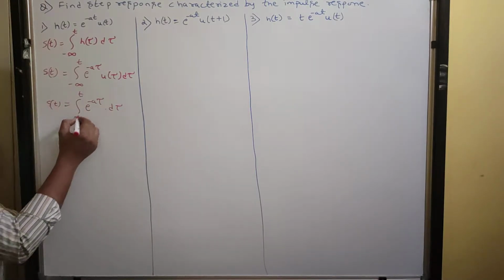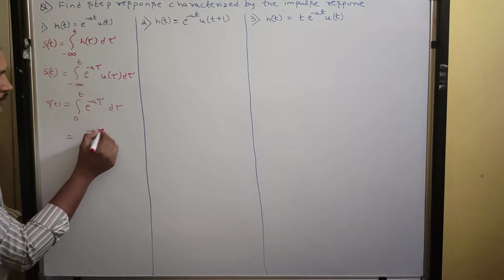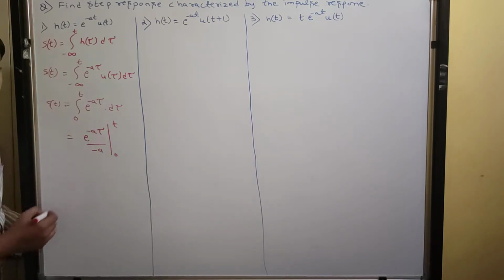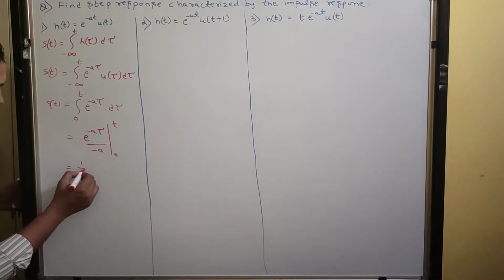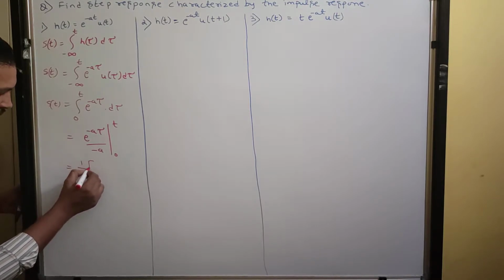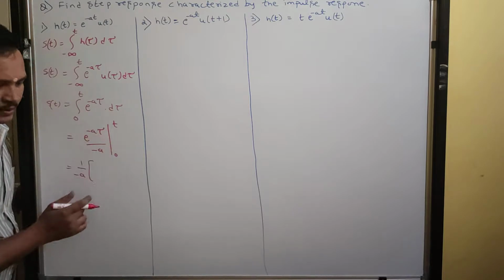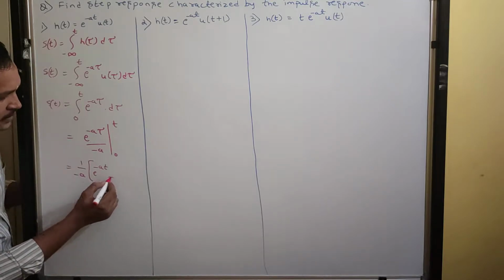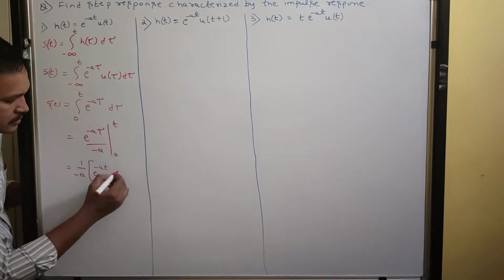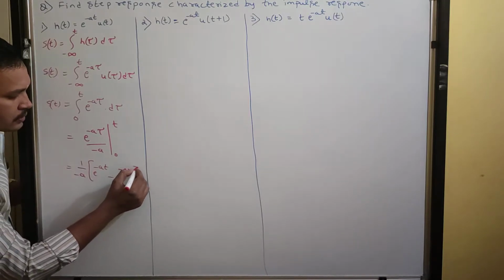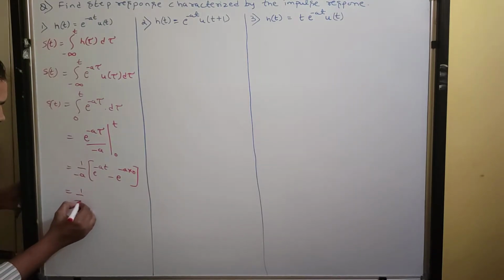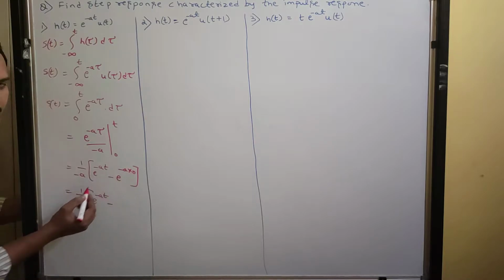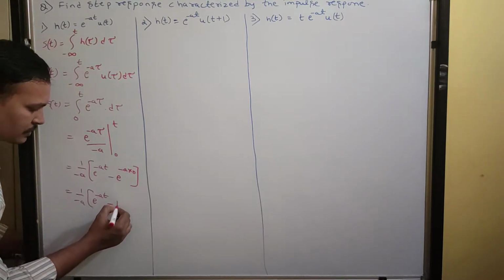Now integrate this. While integrating, you will get e to the power of minus a tau divided by minus a. Then apply the limits, 0 to t. Now take minus 1 by minus a outside. Replace tau by the upper limit t: e power minus a t. Minus, replace tau by the lower limit: e power minus a into 0. So 1 by minus a, e power minus at minus, e power minus a into 0, which is e power 0, and that value is 1.